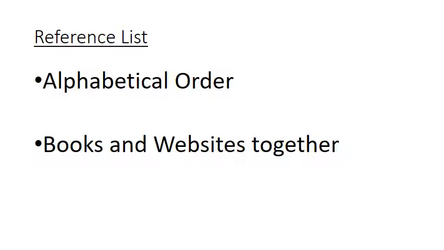So your reference list would typically be in alphabetical order, and it would be all your books and websites put together in one big list. Now there is a different way to lay out the book and the website, which we're going to go through now.